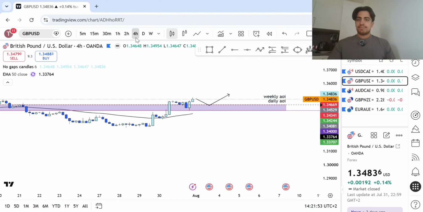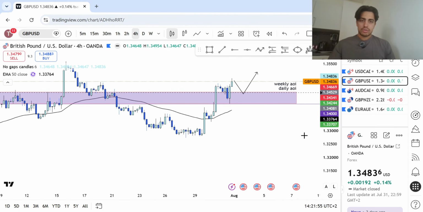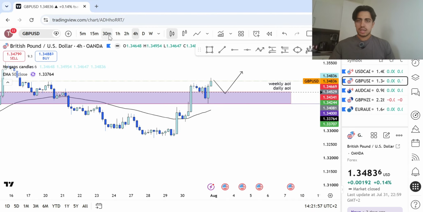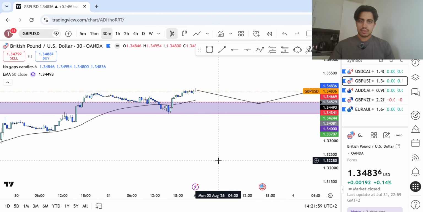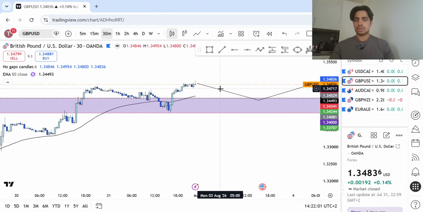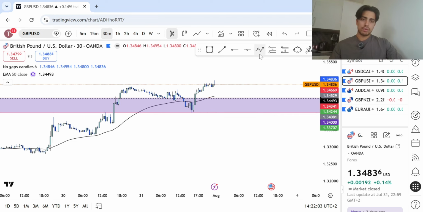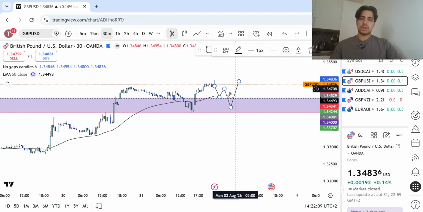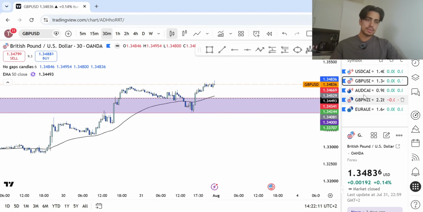4-hour time frame, it will give us a small retracement to the downside. So on the 30-minute time frame or 1 hour, whatever looks the cleanest, we're going to look for something like this, like an inverted head and shoulders break of structure to go to the upside.